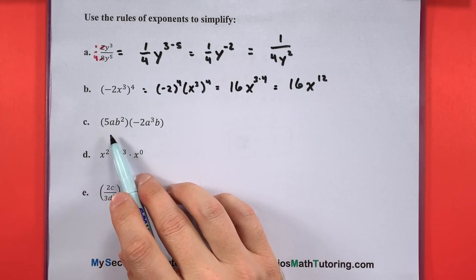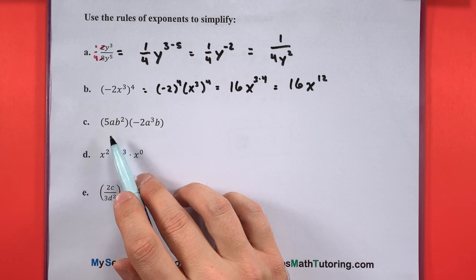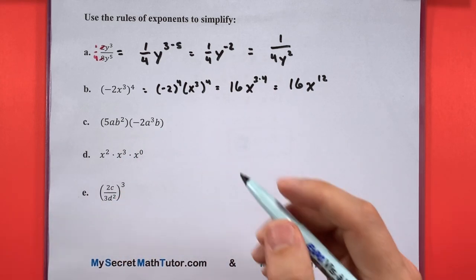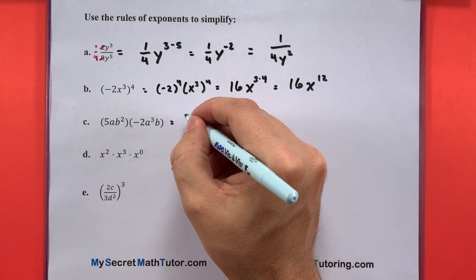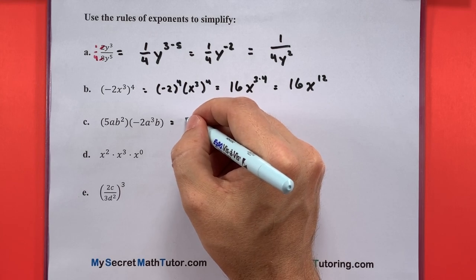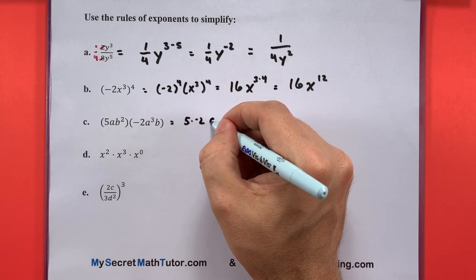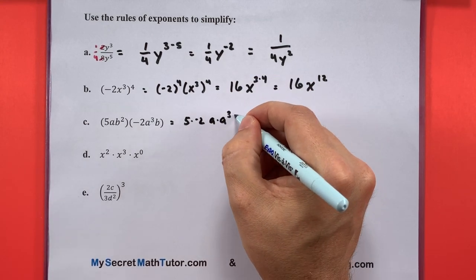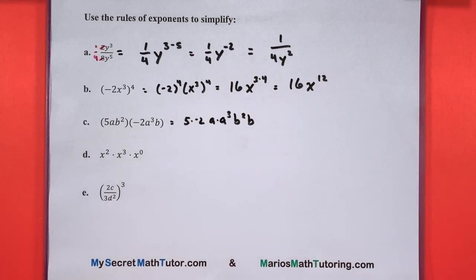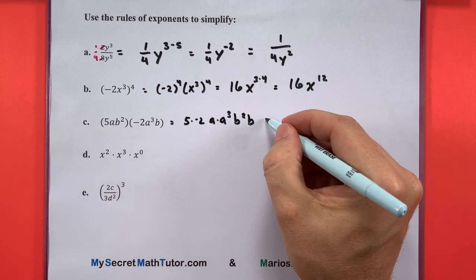Right, here's an interesting one. We see that both pieces are in parentheses, but really everything is just being multiplied together. So we could actually start combining things and saying, well, what's 5 times a negative 2? And then what's an a times an a cubed? And a b squared times a b. So I'm really just reshuffling the multiplication. And now we can go ahead and combine them.